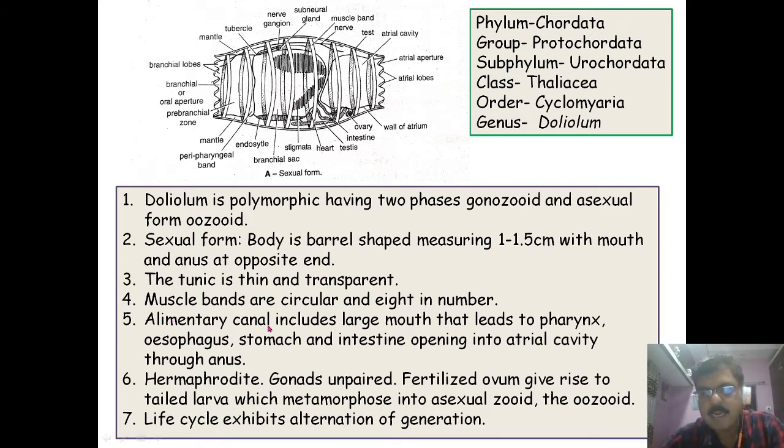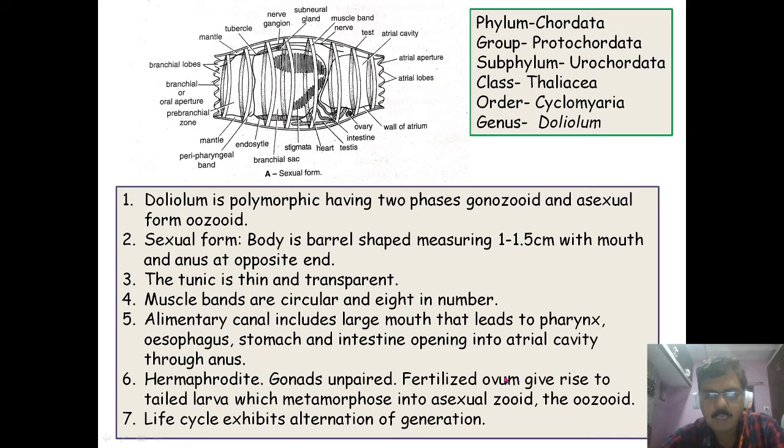Then the alimentary canal includes a large mouth that leads into the pharynx region. The pharynx is followed by the esophagus, then stomach and intestine, which open into the atrial cavity by an aperture, and that we call the anus. That means the digestive system is complete. This animal is a hermaphrodite and the gonads are unpaired, that is testes and ovaries are unpaired, these are not paired.